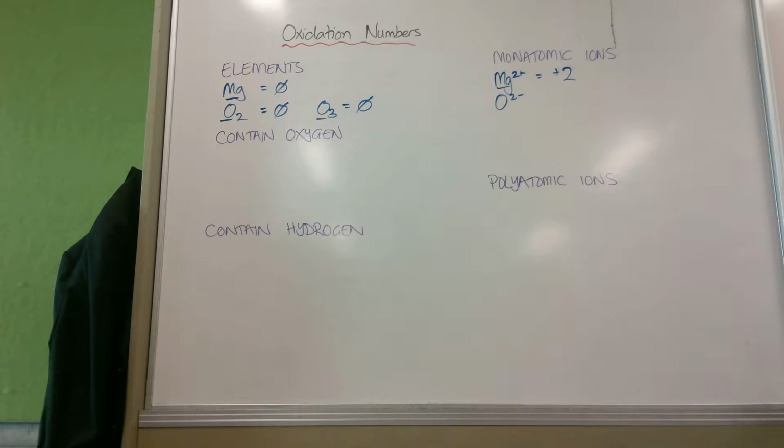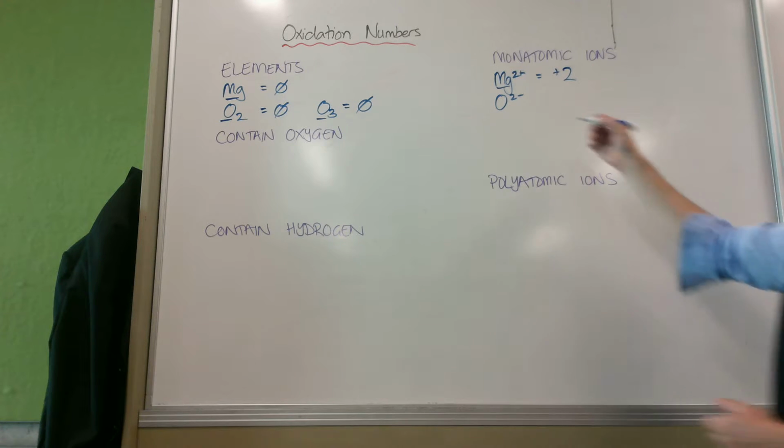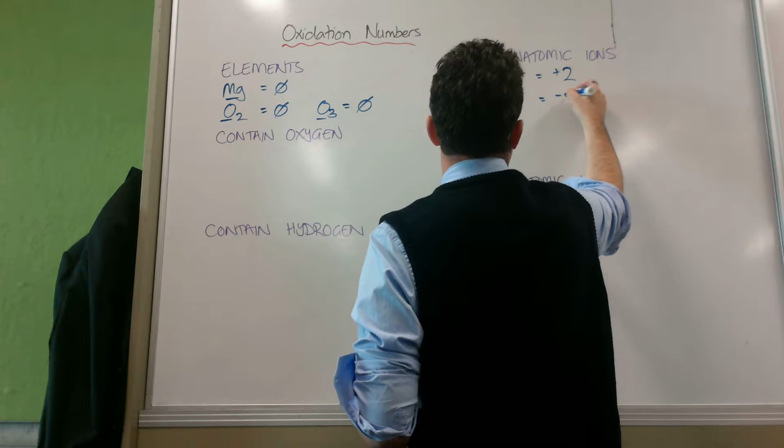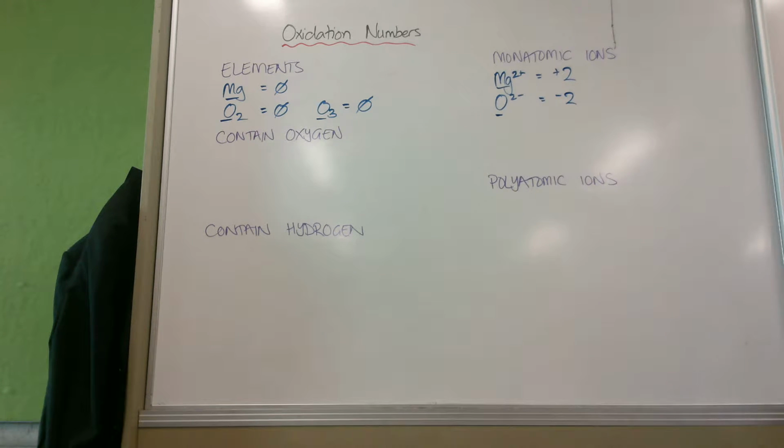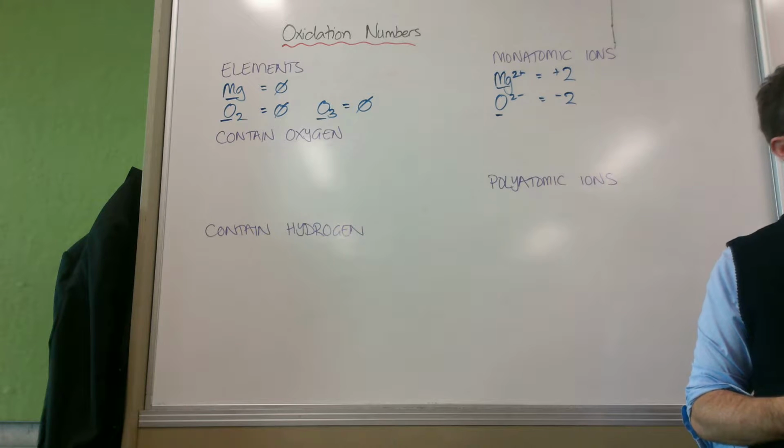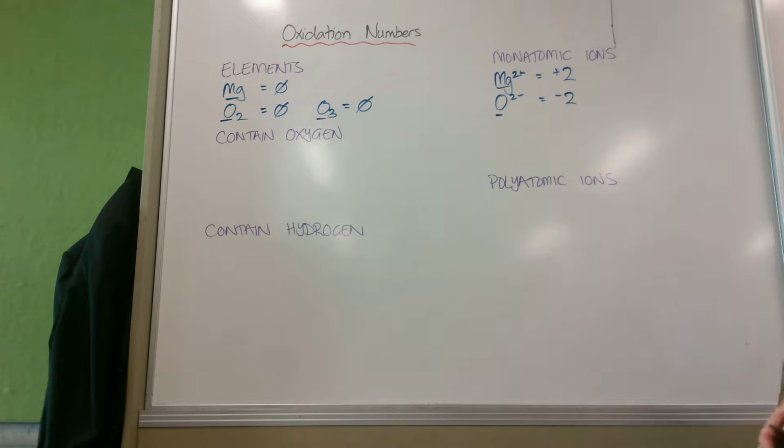Okay, using that, what would we infer oxide would be? -2. Cool. So our rule here is just as easy. Whatever the charge of that ion is, becomes its oxidation number. That's pretty cool. So, if I know what ion it becomes, I know its oxidation state.